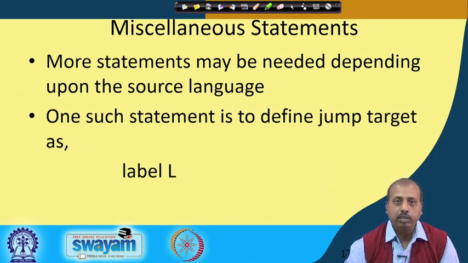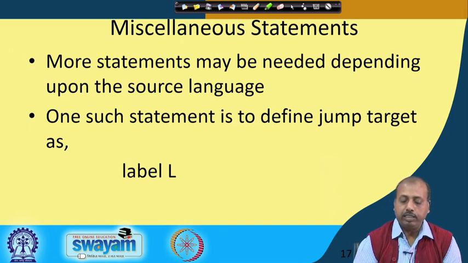How do you realize a continue statement that you have in, say, C language, and convert it into intermediary code? That may be an issue, and that can be done by means of some goto statements, as you will see later. And one such statement is to define a jump target, that is, label L.